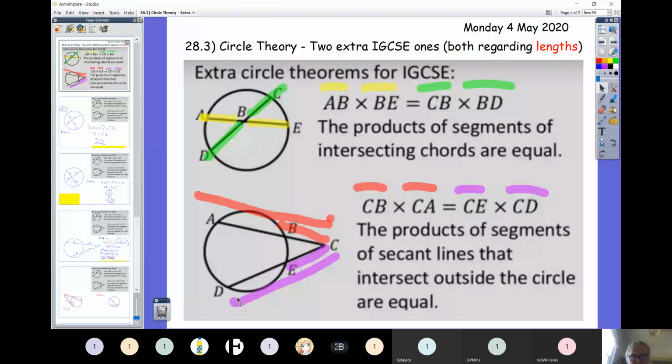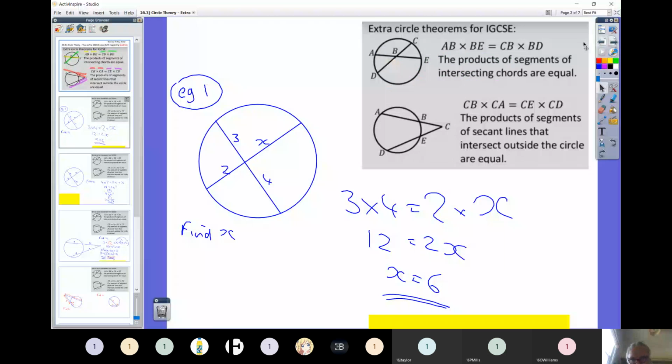Okay, take this first example here. This is obviously an example of the top one. We're saying 3 times 4 equals 2 times x. So 12 equals 2x, so obviously x equals 6. So that length there equals 6, because 2 sixes are 12, that equals 3 times 4. So easy peasy.